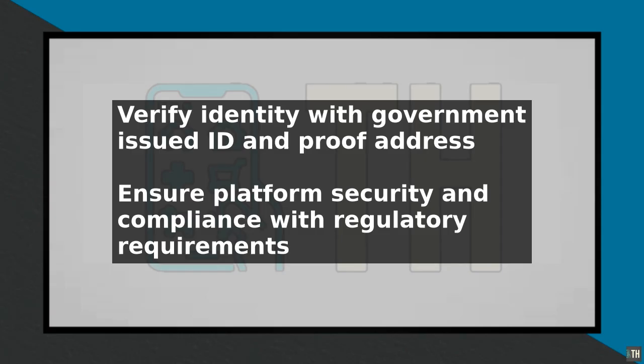After verifying your account, you can deposit funds into your eToro account. eToro supports various payment methods, including credit cards, PayPal, and bank transfers. The minimum deposit amount is typically $50, but this may vary depending on your location and the payment method you use. With your account funded, you can start browsing the eToro platform and searching for assets to buy.